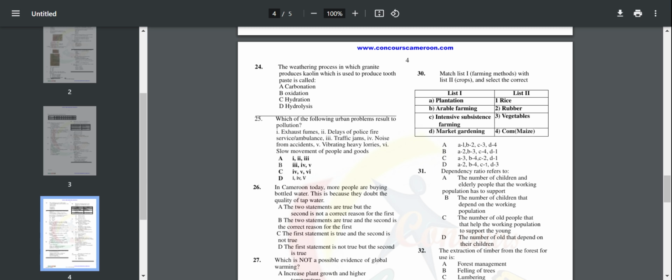hydrolysis. Question 25. Which of the following urban problems result to pollution? Here are the problems. So the answer is D.